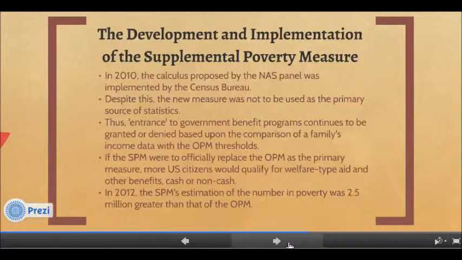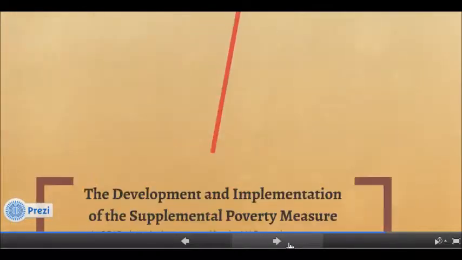Surely there would be a serious impact on American lives if the SPM was officially implemented. According to recent data, which is the only data that we have, more people would be deemed eligible for welfare programs and even non-cash benefits. To prove so, in 2012, the SPM's prediction of the number in poverty was 2.5 million greater than the prediction of the OPM.